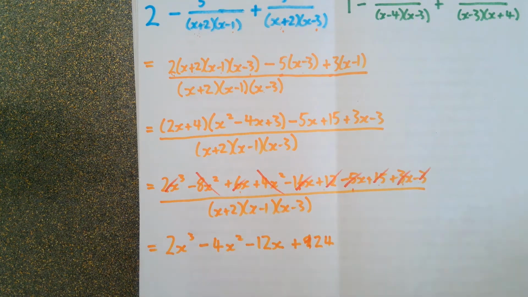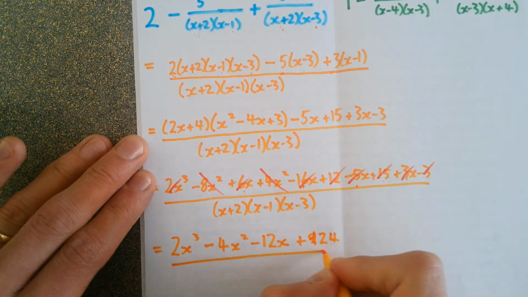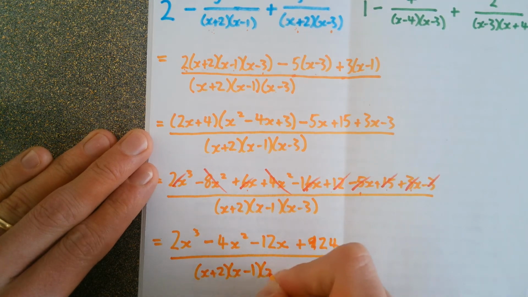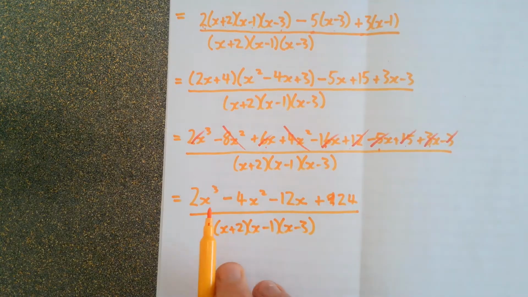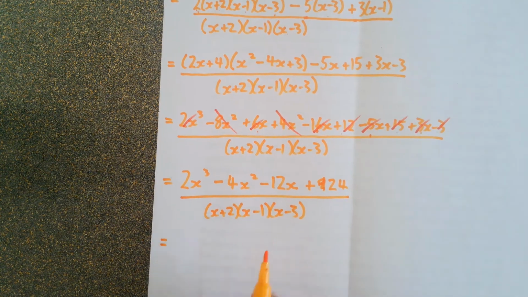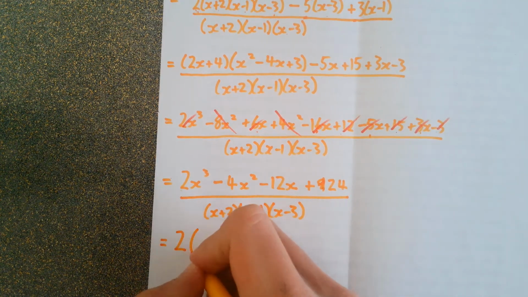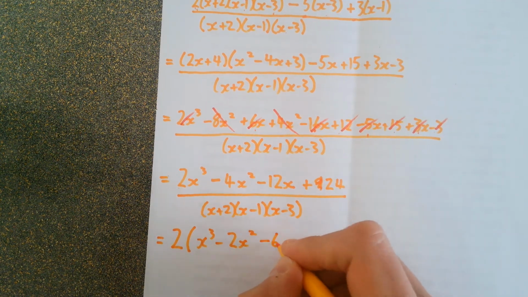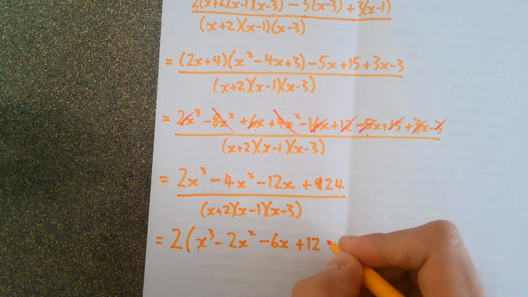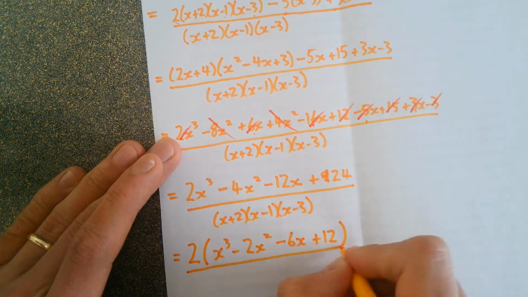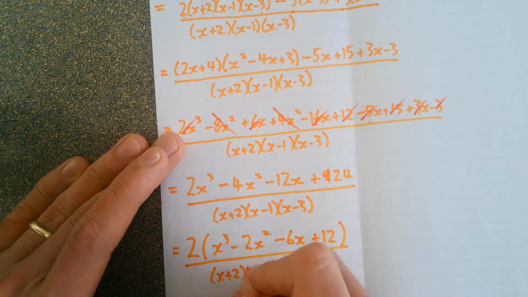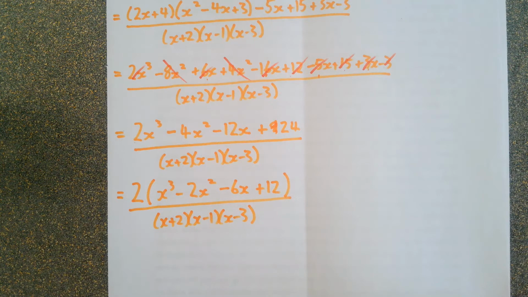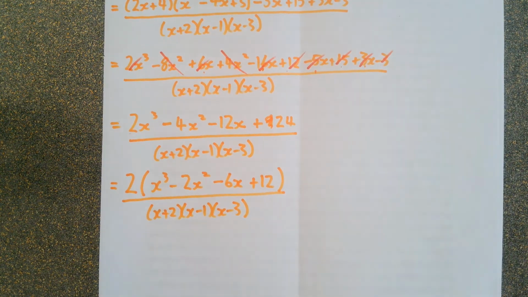Okay, and then that's all the terms there, and that is all still over x plus 2, x minus 1, x minus 3. You might notice here, the one where we couldn't neaten this up, everything's divisible by 2, so we can take out a factor of 2. x cubed minus 2x squared minus 6x plus 12, over x plus 2, x minus 1, x minus 3. And that's as far as we can go with that until we learn how to factorise cubics.